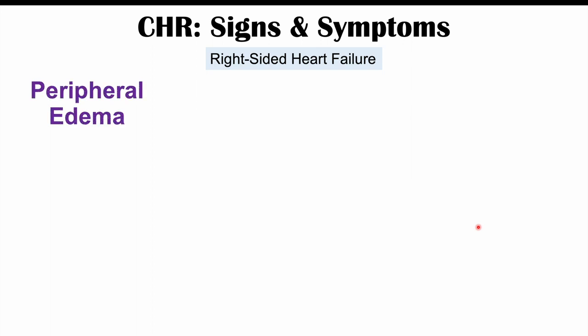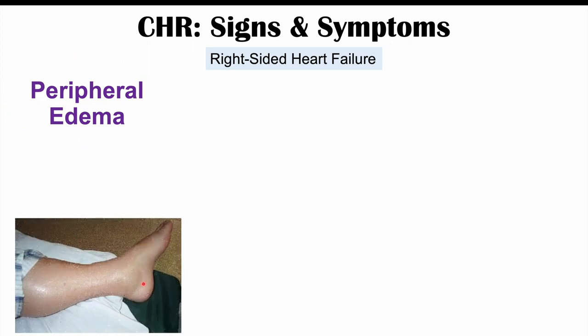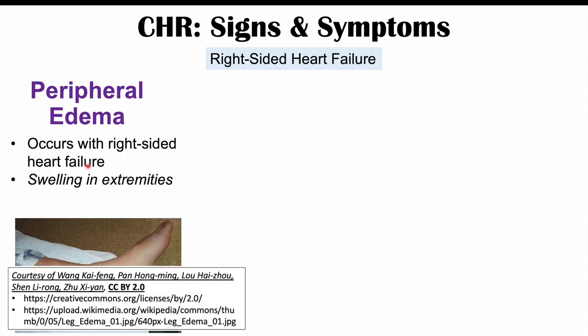So right-sided heart failure is again going to be due to the right side of the heart not pumping blood effectively, and that's going to lead to a backing up of deoxygenated blood into the superior and inferior vena cava and into other parts of the venous system. This is going to lead to peripheral edema. So peripheral edema is going to look like this, so swelling of the extremities. And again, this is going to occur with right-sided heart failure.